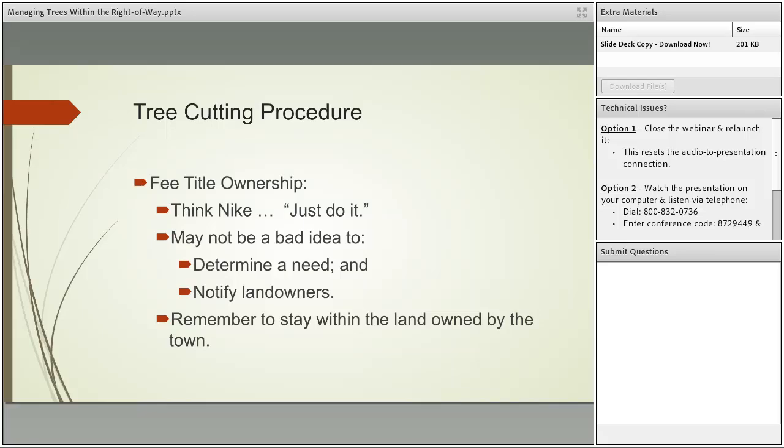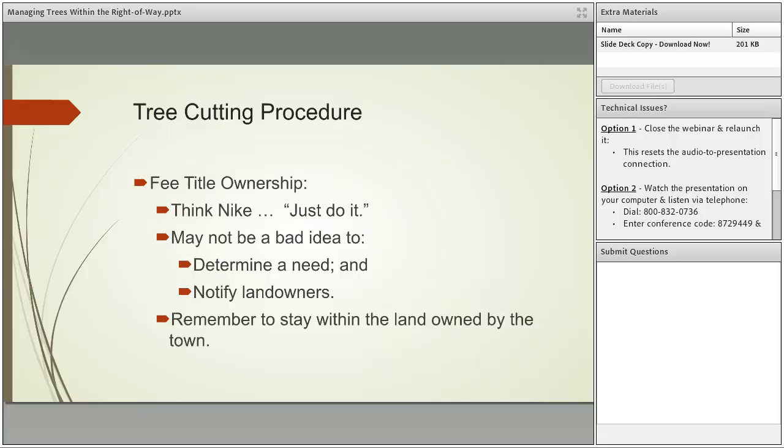So now that we understand how we own trees and what trees are, let's actually get into the tree cutting procedure so that the town can work through this process and remove the trees to maintain maintenance and safety.